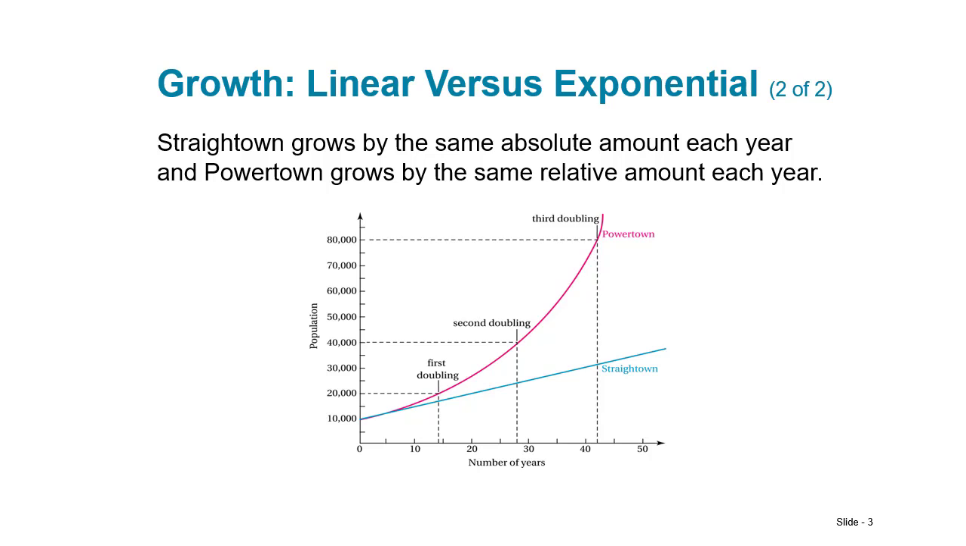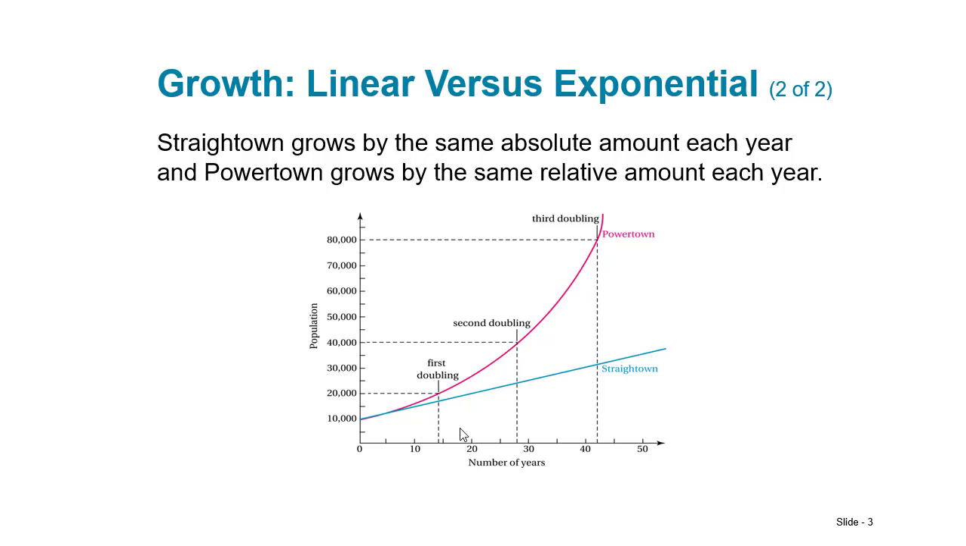is linear growth has a nice straight line, and exponential growth has this funny curve. And you can see that because of that, it grows a lot faster.